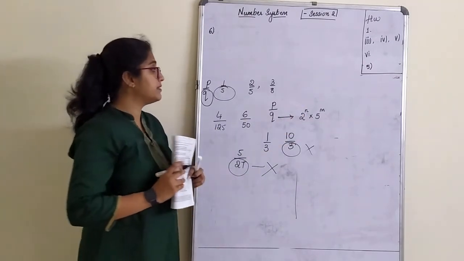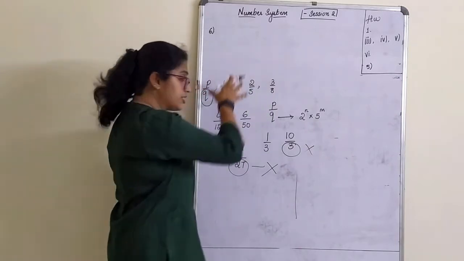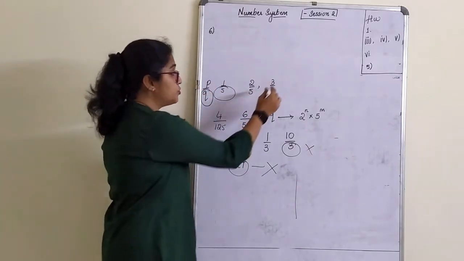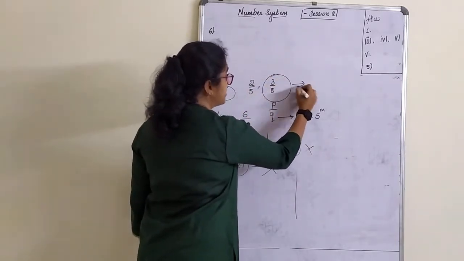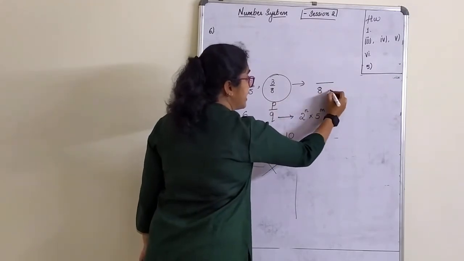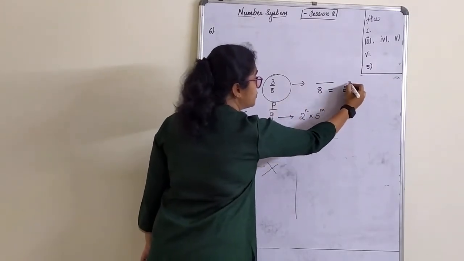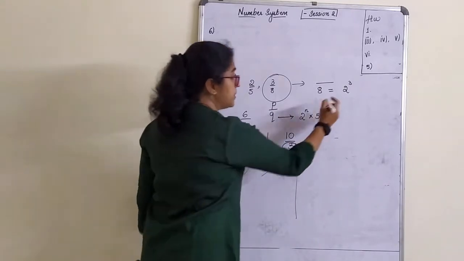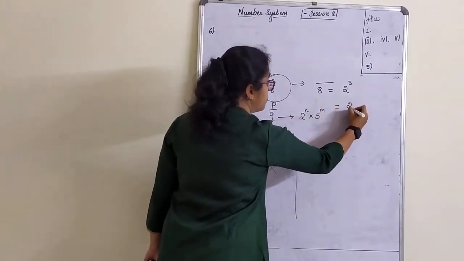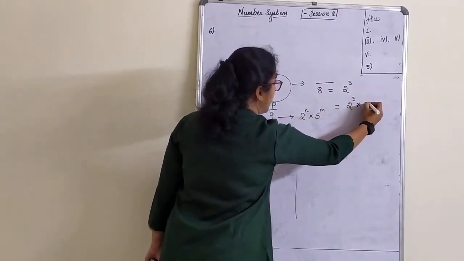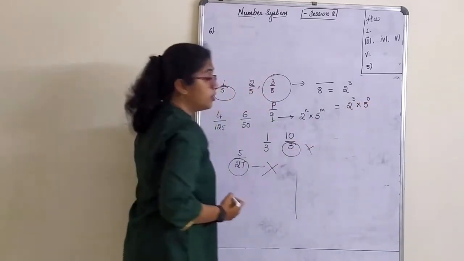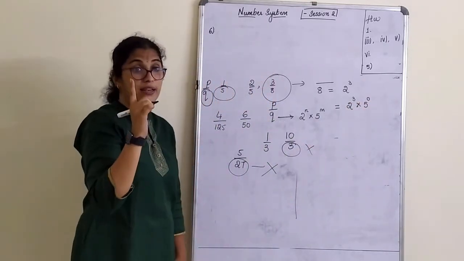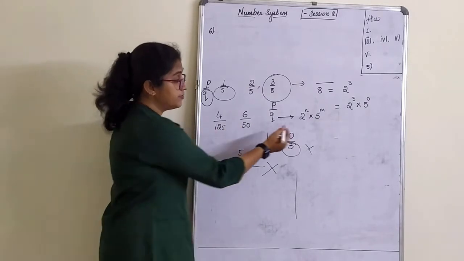Now what do you mean by this? I will solve the sum. Let me explain this to you first. 3 by 8, let me take. 8 can be written as 2 cubed. That means I can write this in the form of 2 raised to 3 and 5 raised to 0. What is 5 raised to 0? 1. It is in the form of this.